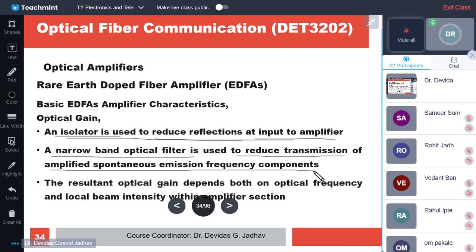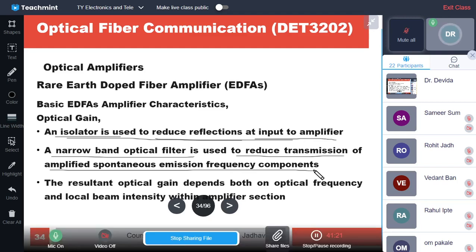These amplified spontaneous emission frequency components may be wide spectral components, and they are cut down, filtered out with the help of the narrowband optical filter. After amplification, whenever the signal is connected for further propagation, it is passed through a narrowband filter. We have seen this in the block diagram just now. This narrowband optical filter passes the signal and filters out the unnecessary components, like these amplified spontaneous emission frequency or wavelength components.